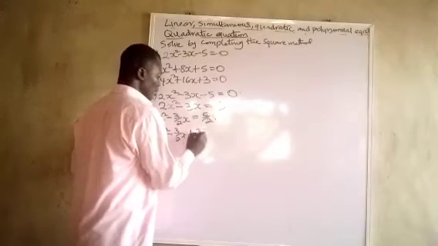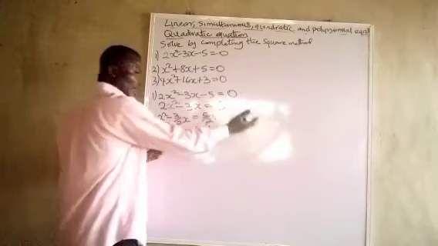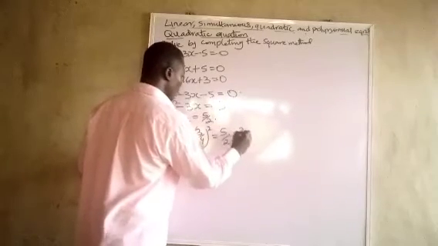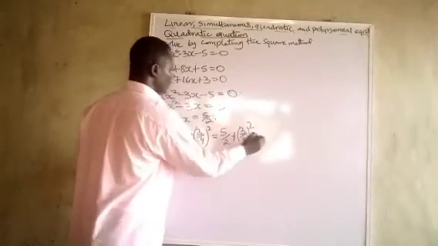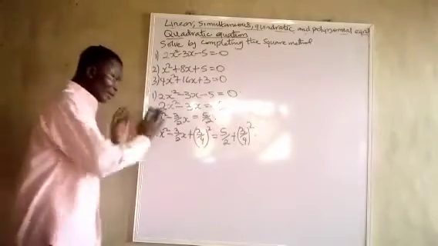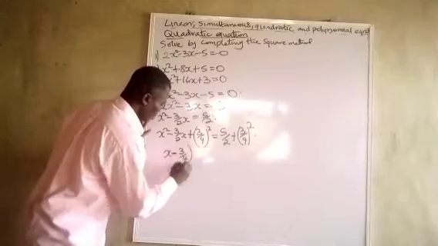Plus (3 over 4) all squared. Since I have added it to this place, I need to add it to the other side too. It is 5 over 2 plus (3 over 4) all squared. You can see, so this one is now a complete square. I can conveniently factorize it, so I can have (x minus 3 over 4) squared.